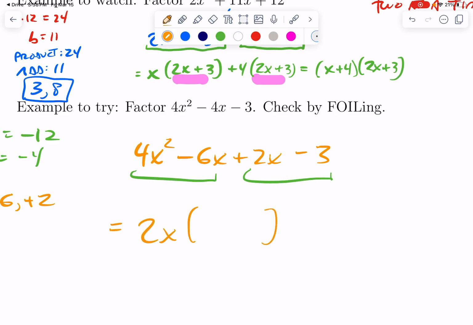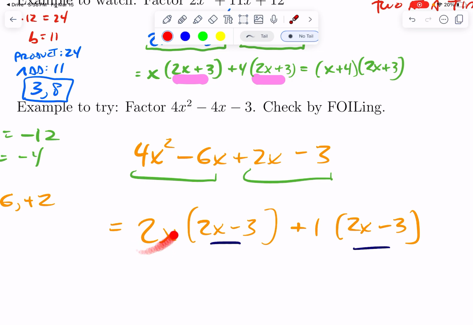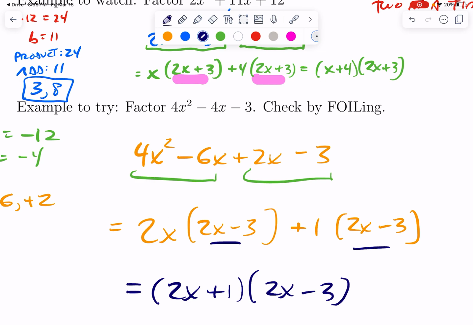4x squared and 6x have 2x in common, leaving 2x minus 3. Here, 2x and negative 3 don't have anything in common. If they don't have anything in common, just so that we can reflect this pattern, pretend you're factoring out the number 1. We have 1 copy of 2x minus 3, so I'm writing it that way, because that will allow us to notice this pattern. Oh, I have something here times 2x minus 3, plus something here times 2x minus 3. So the overall factorization is 2x plus 1 times 2x minus 3.